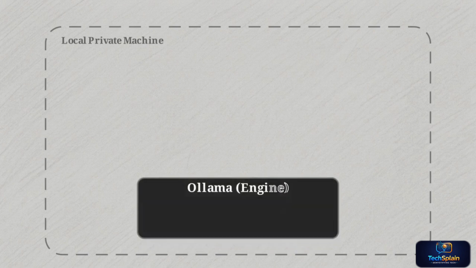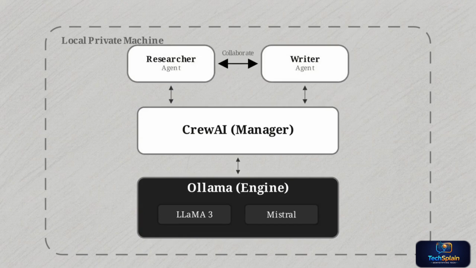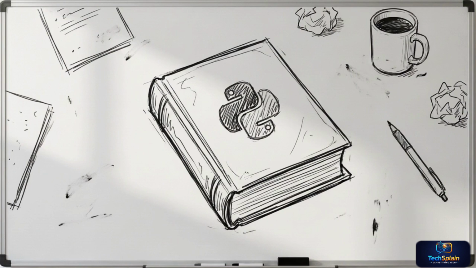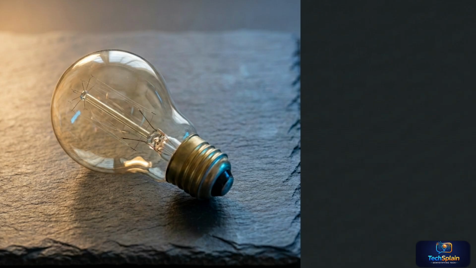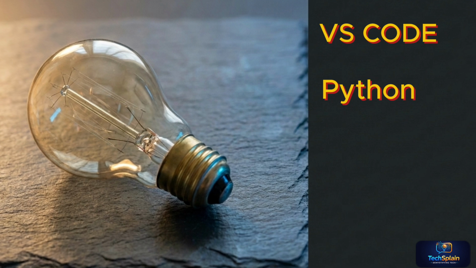Ollama provides the local interface to run high-performance models, while CrewAI serves as the orchestration layer that organizes those models into a collaborative team. To follow along, you will need Python version 3.7 or newer, a code editor like VS Code, and basic access to your computer's terminal.